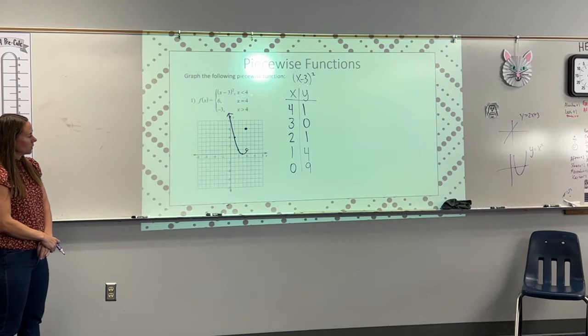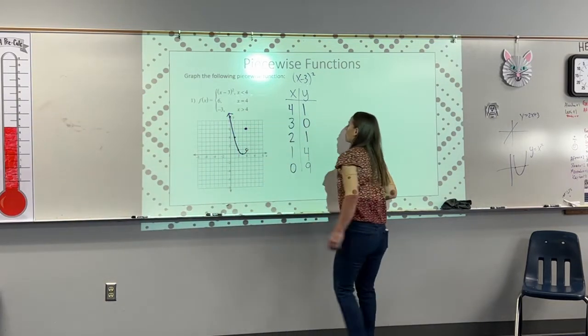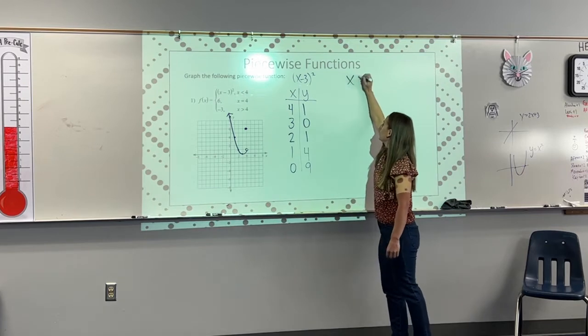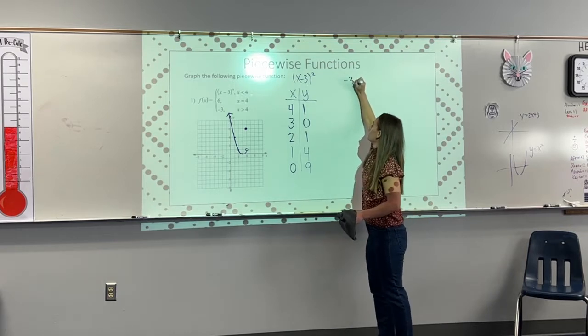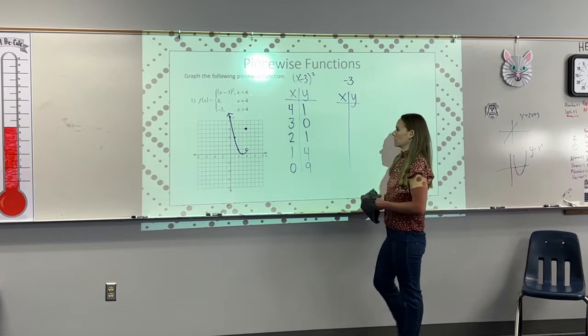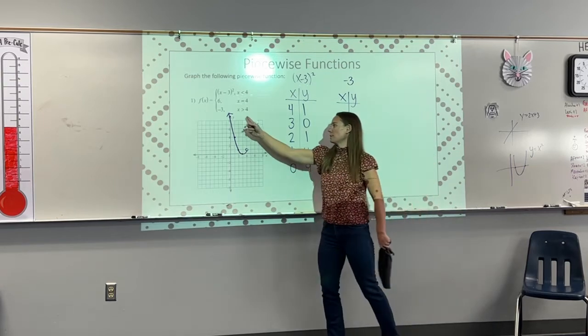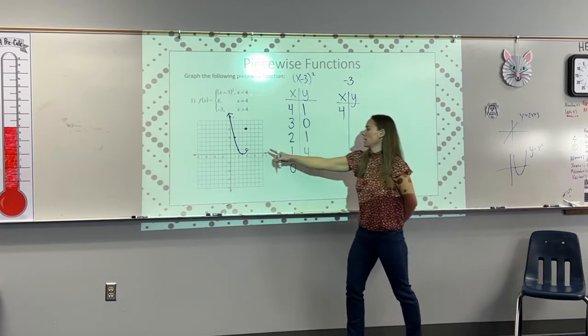Okay. So now for my next table, I have x is greater than 4. So I'm going to create a new table, x is greater than 4, and I'm going to have the equation negative 3. So negative 3 is my equation. I'm going to have x and y. So again, x is going to be greater than 4, so I'm going to start with 4, but I'll have an open circle on it like I did here.